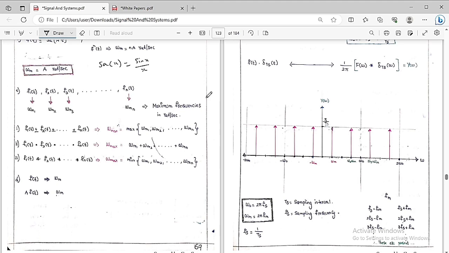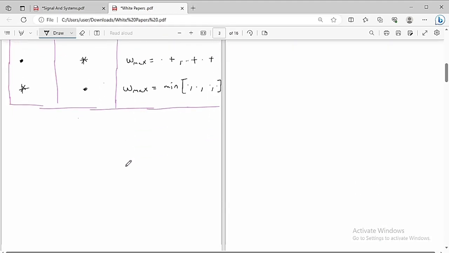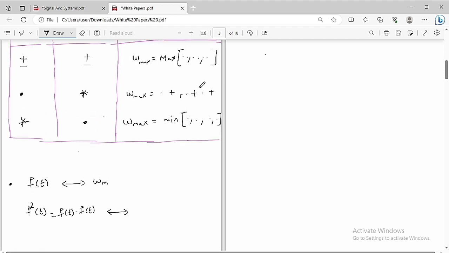Now, let me tell you a small concept that we have learned already. See, I already told you one important point: for f of t, if omega m is the maximum frequency present in the signal f of t, suppose f square of t, what is the meaning of f square of t? It is equal to f of t into f of t. I already told you, a product in the time domain leads to convolution in the frequency domain. Convolution means you have to add all the frequencies. So the maximum frequency present in f of t is omega m, plus again in the other f of t the maximum frequency is omega m. So it will become 2 times omega m.